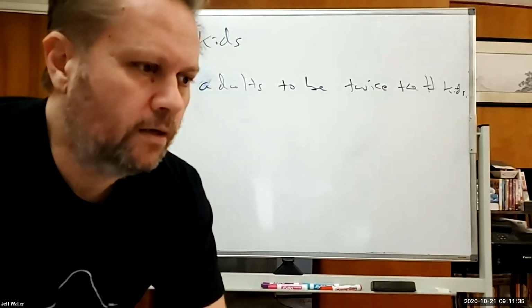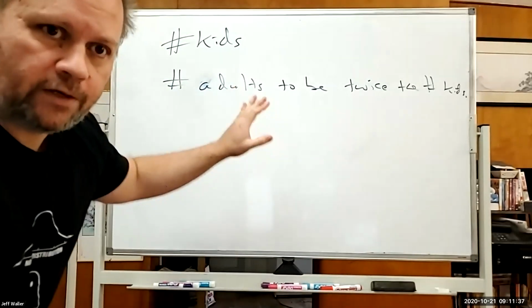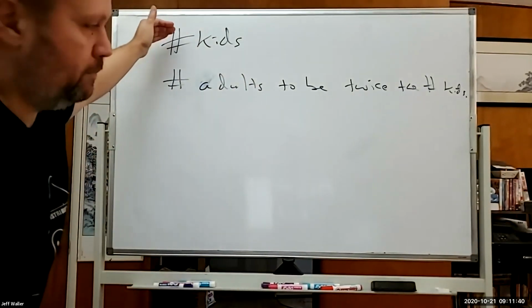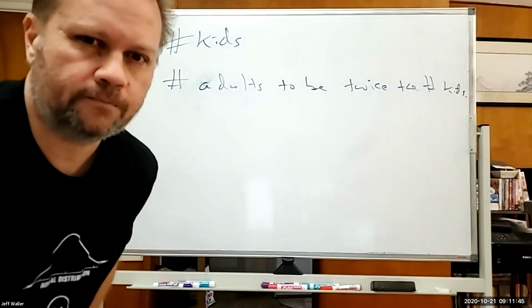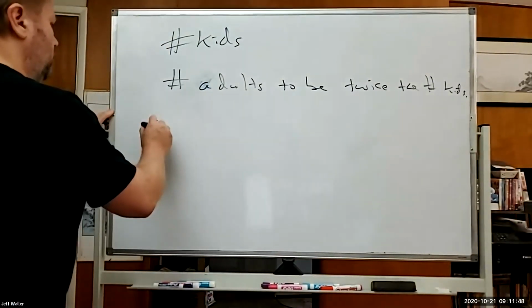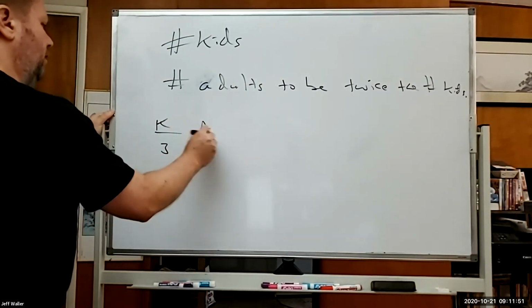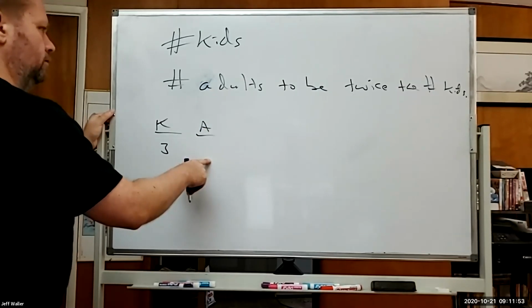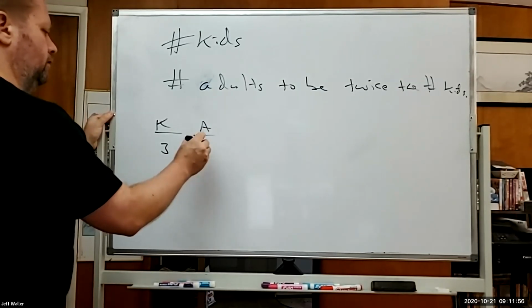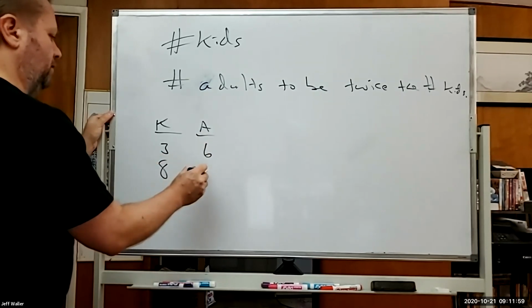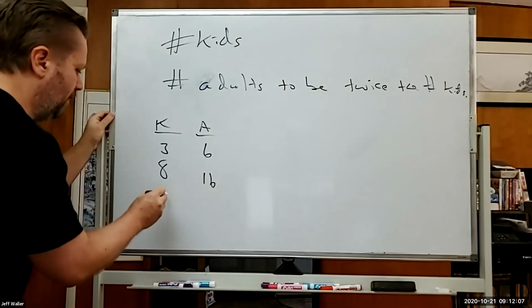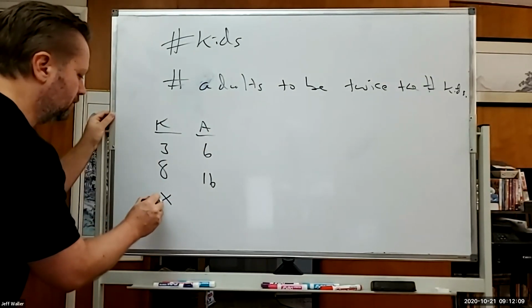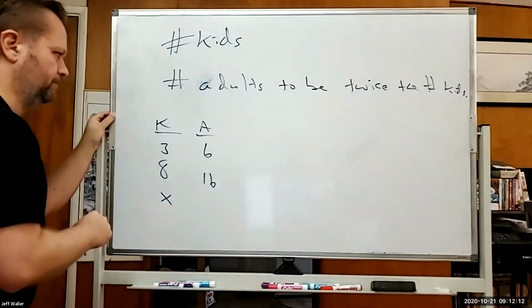Is everybody cool with what's happening right now? So I have some unknown number of kids coming, but I do know I want the number of adults to be twice the number of kids. If I had, for example, 3 kids coming, how many adults do I want? 6. If I had 8 kids coming, how many adults do I want? 16. I like it. So what if I have x kids coming? How many adults do I want? 2x.